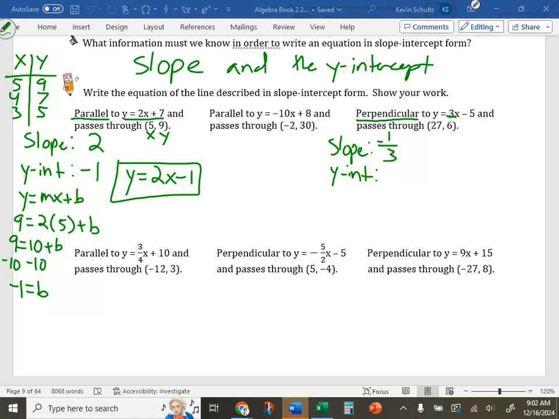Find the y-intercept, right? If your line has to pass through (27, 6), there's an x value, there's a y. Go to slope-intercept form, y equals mx plus b, and plug in what you know. y is 6, our slope m is negative 1/3, our x value is 27.